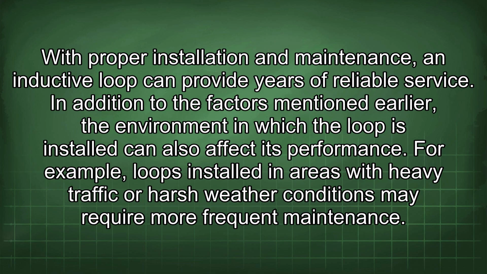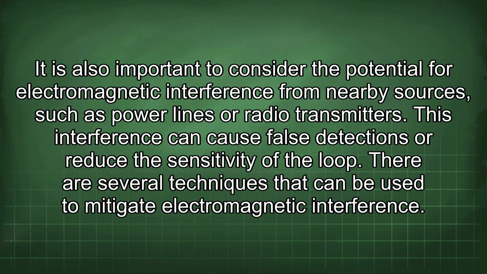In addition to the factors mentioned earlier, the environment in which the loop is installed can also affect its performance. For example, loops installed in areas with heavy traffic or harsh weather conditions may require more frequent maintenance. It is also important to consider the potential for electromagnetic interference from nearby sources such as power lines or radio transmitters. This interference can cause false detections or reduce the sensitivity of the loop.